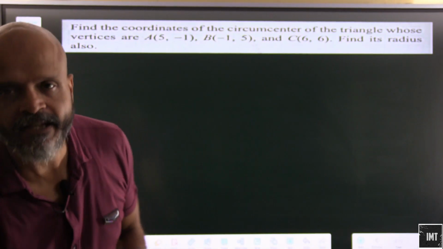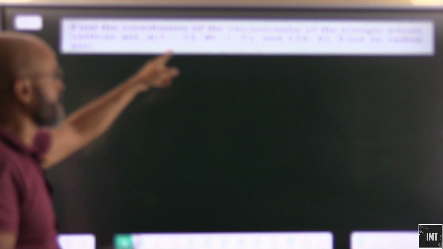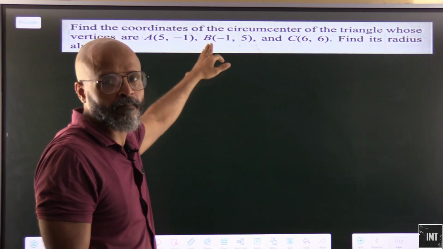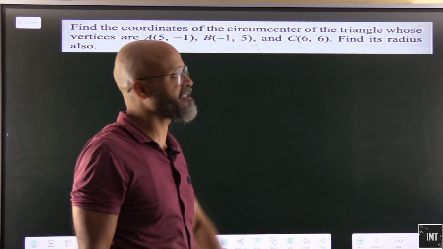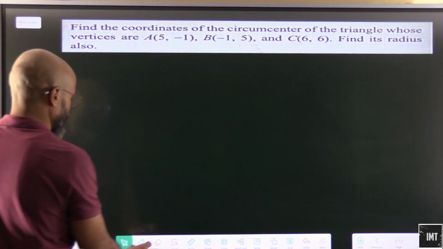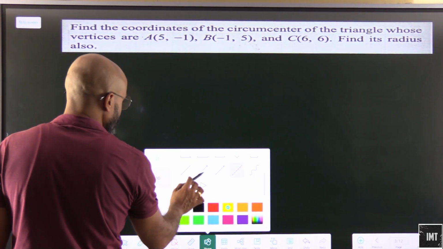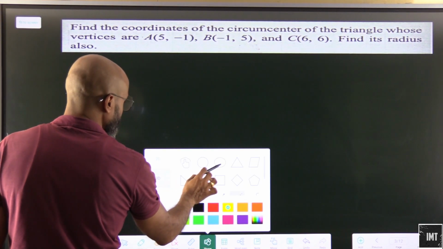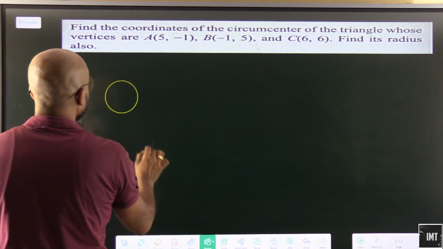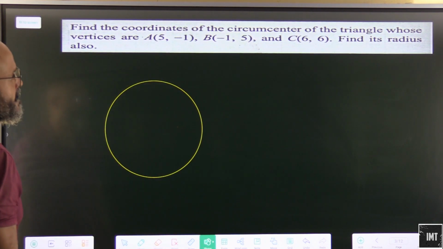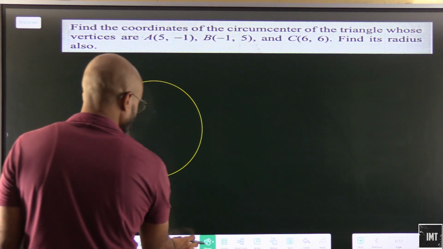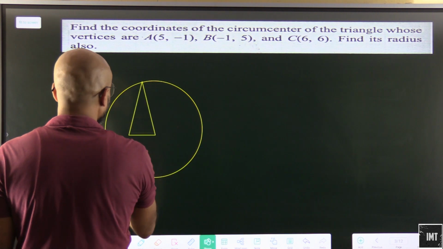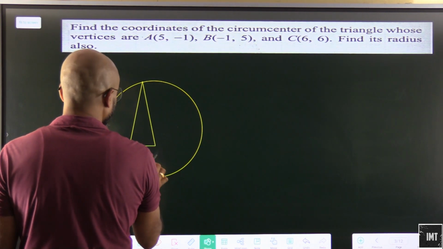Here we have basically a problem in which we find the coordinates of the circumcenter of the triangle whose vertices are A (5, -1), B (-1, 5) and C (6, 6). Find its radius also. So let's say we have this circle here. Let's say this is the circle. Find the coordinates of the circumcenter of a triangle. So let's say we have a triangle out here, any triangle actually. Let's scrap this here.